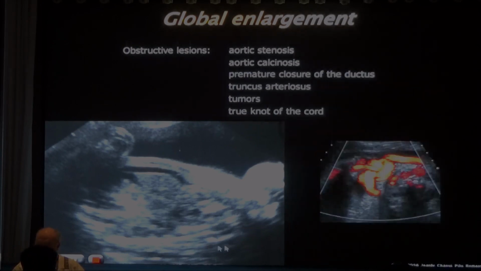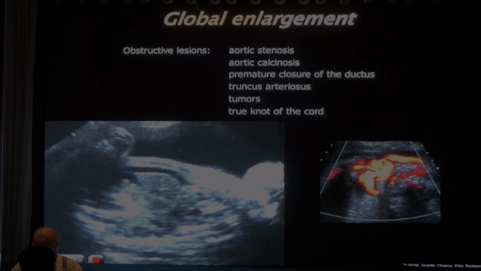Or you may have a true knot of the cord that is tight. One percent of babies have a true knot of the cord. Very few have a tight true knot. So if you see cardiomyopathy, cardiomegaly, also look at the cord.